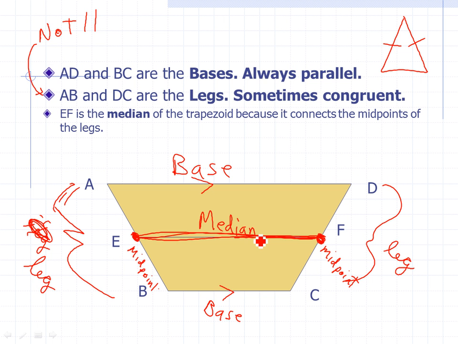Have we had several different kinds of medians this year? Yeah, there's all kinds of medians in math. So don't get them confused. This is the median of a trapezoid. We had a median of a triangle. We had mean, median, and mode. So all kinds of medians.